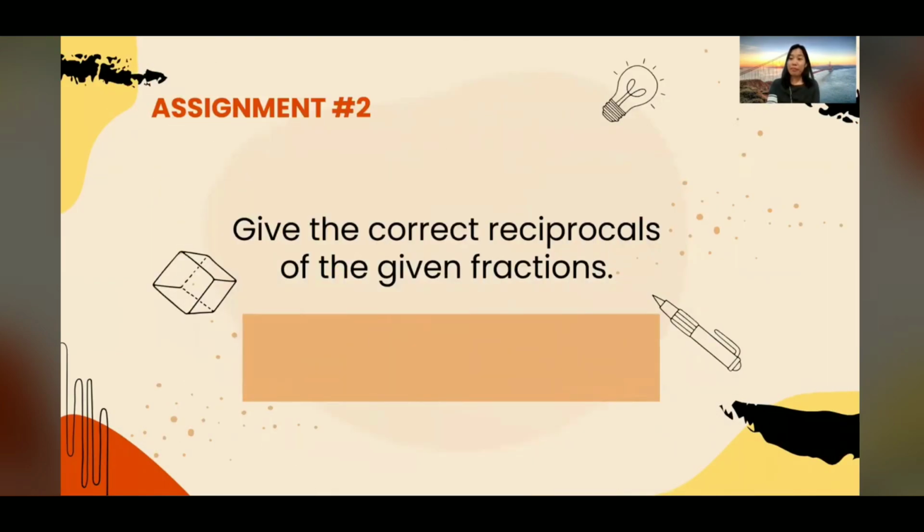For your assignment number 2 in mathematics, give the correct reciprocals of the given fractions. This one is the activity 1 on page 93 to 94 of your math book. Don't forget to check your answers out so that you are sure that you can get the perfect score, which is 10.